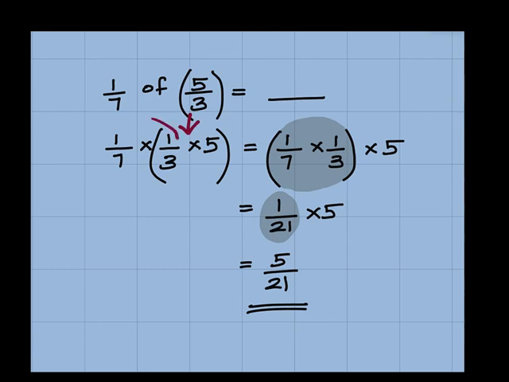Okay. After this step, let's solve the two fractions. 1/7 times 1/3. So multiply the numerators. 1 times 1 is 1, and the denominator 7 times 3 is 21. So we get the numerator 1 over 21 in the denominator. After that step, let's multiply now the whole number 5. So when we multiply it, we get the numerator 5 and the denominator 21.